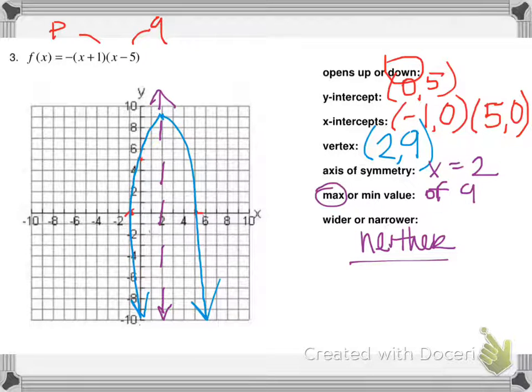Okay, those are our notes for today, guys. Remember, the biggest thing from intercept form is it gives you your x-intercepts, and the signs are going to be opposite when you pull it out. Everything else will be the same as what we've been doing before.